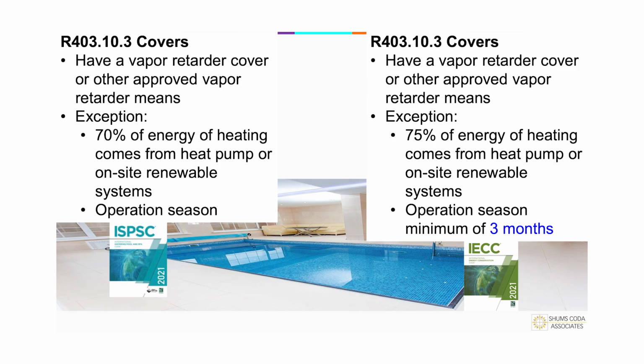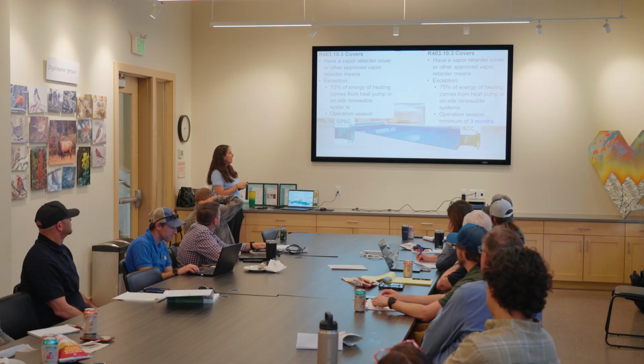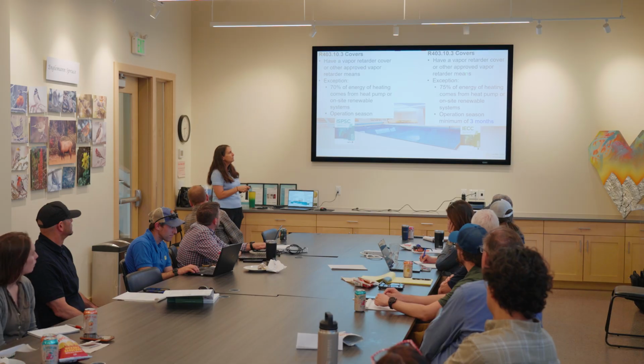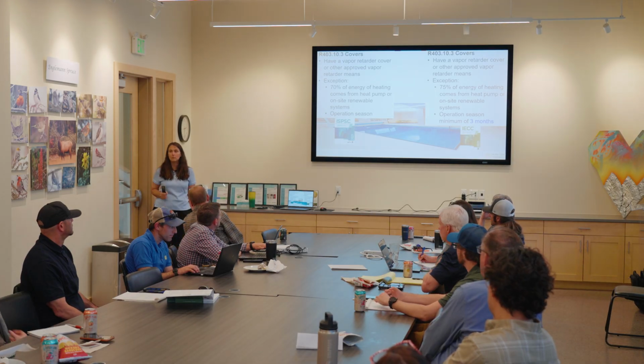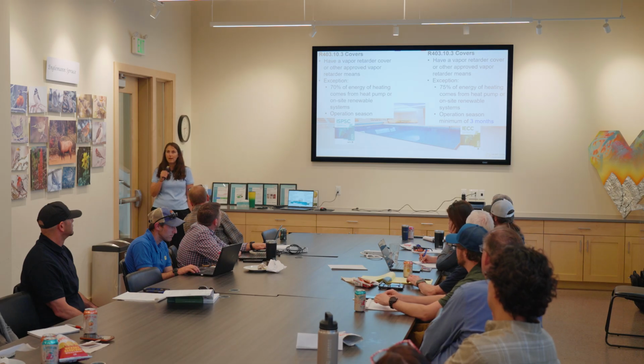All right, so if you go with the International Swimming Pool and Spa Code, for the exemption for the cover, it only requires 70% of energy for the heating, and the pump has to be on-site or from a heat pump or on-site renewable, whereas the Energy Code says 75. So which one do you make them do? 70 or 75?